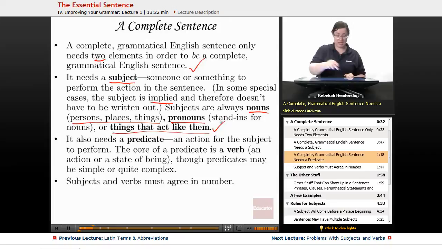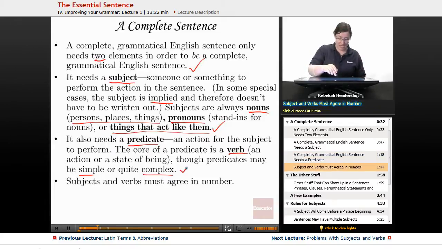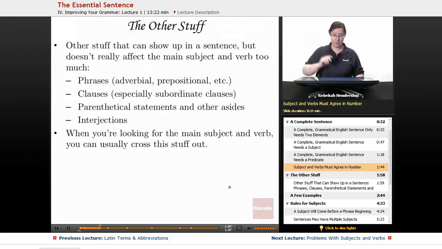The other thing that a sentence needs is what's called a predicate, an action for the subject to perform. The core of a predicate is a verb, which is a word that indicates an action or a state of being, although predicates may be simple or quite complex. So predicates can be very short, they can be very long, but they always have to have a verb and they have to say what the subject of the sentence is doing. And, here's a really important thing, subjects and verbs in English, in the same sentence, must agree in number. If you have a singular subject, you need a singular verb. Plural subject, plural verb.